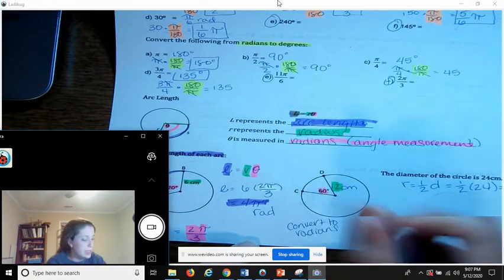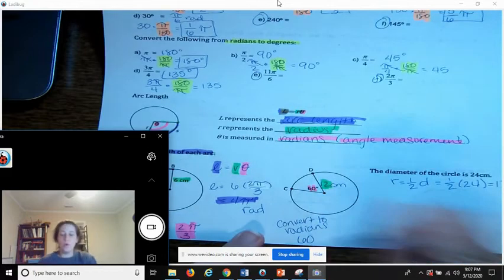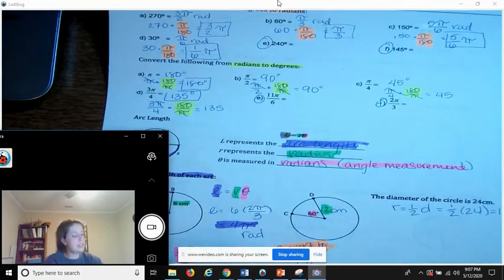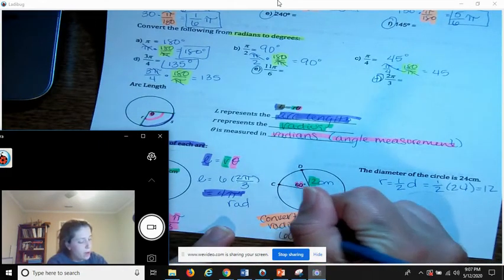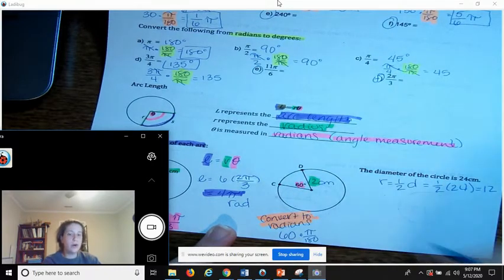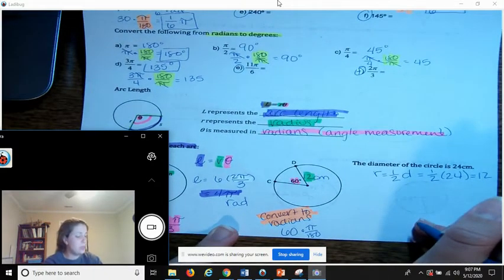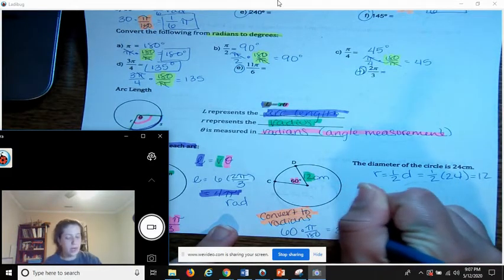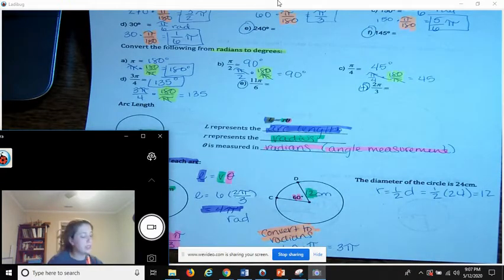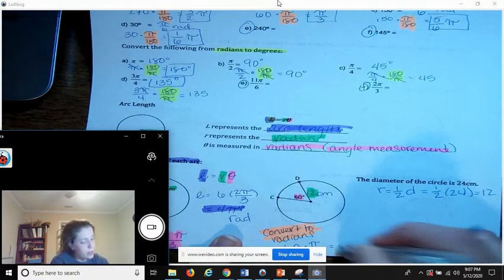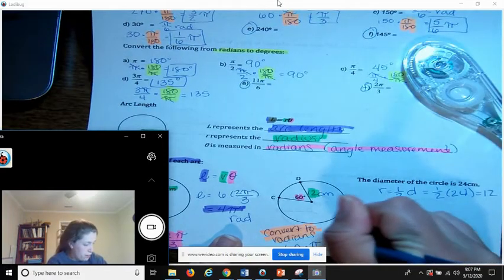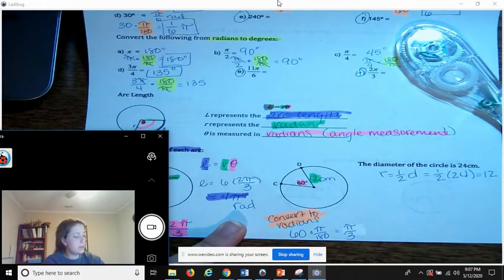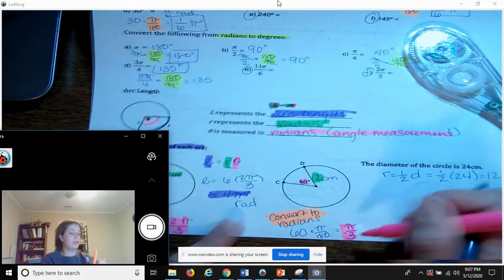We are going to take 60 and use the orange formula from the very top, multiplying by pi over 180. 60 over 180 should give me 3. Is that right? No, that's completely wrong. It should be pi over 3. I'm sorry. 60 degrees is pi over 3. So this becomes our true radian measure that we're going to use in our formula.